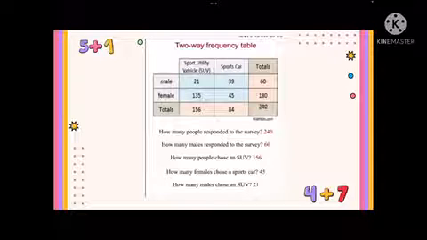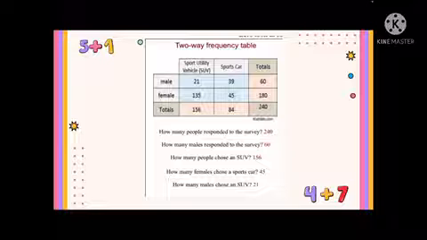Now let's answer some questions. How many people responded to the survey? 240. Why? Because the question wasn't specific. It didn't say if it was a female or a male, and it didn't say if it was a sports car or CUV. So it's 240. And how many males responded to the survey? 60. Because here it says how many males responded, but it didn't say if it was a CUV or sports car.